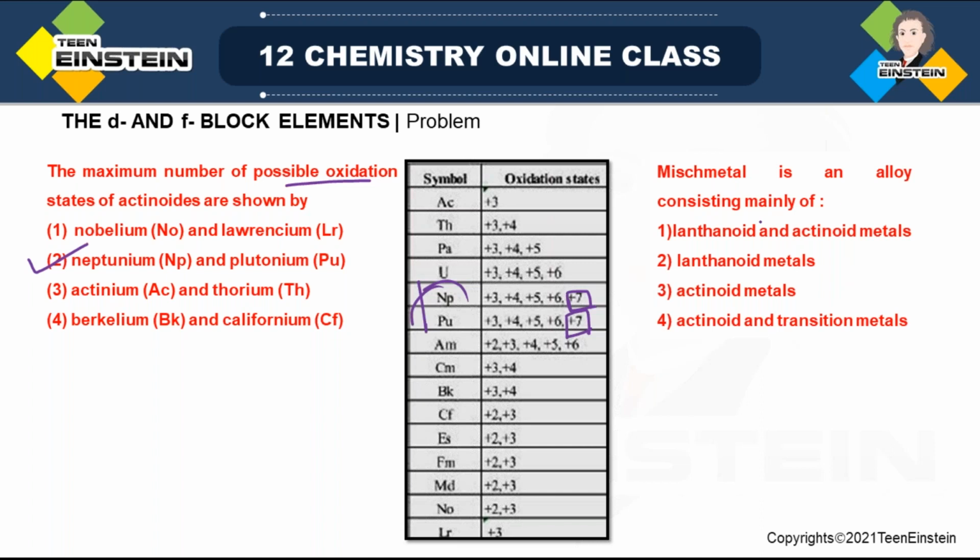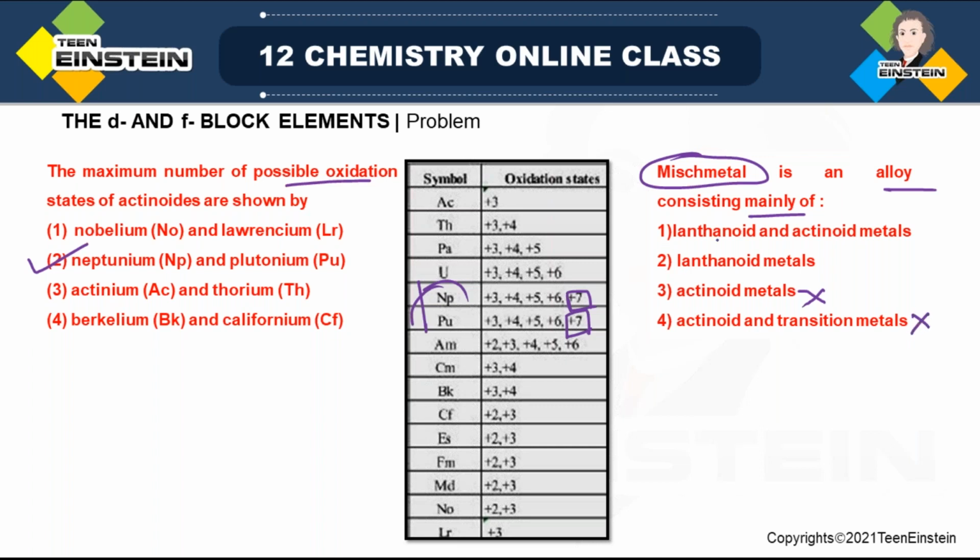Mixed metal is an alloy consisting mainly of. Remember, this term we discussed in the application part of lanthanides in the last class, and there it is mentioned what this term signifies. This is actually an alloy. That is already mentioned in the question, but you have to answer what it consists mainly of. Now we can easily remove this option because it has nothing to do with actinide metal. Okay, and also option 4 is not correct.